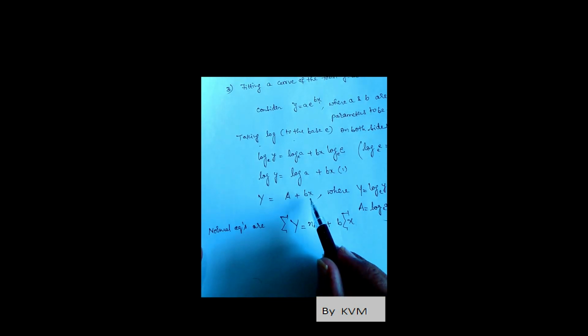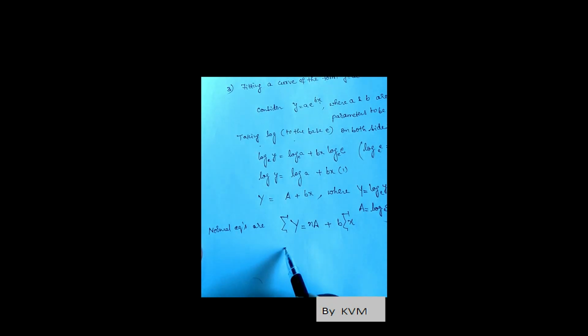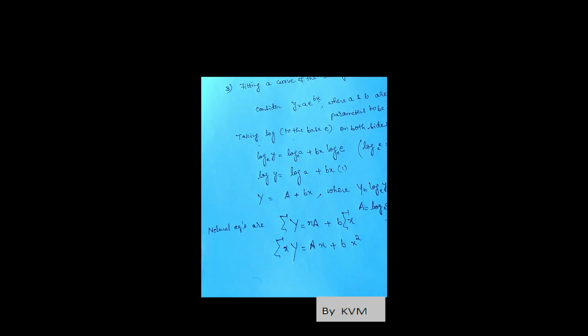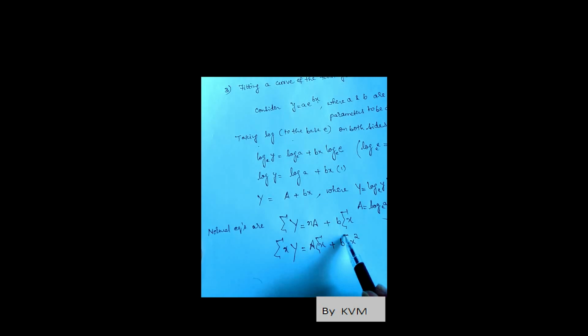So now second term, in the second term power of x is 1. So multiply x on both sides. So then take sigma. So equation becomes x into capital Y equals a into x plus b into x square. X into x is x square. So now take sigma on both sides. Sigma x into y equals a into sigma x plus b into sigma x square.